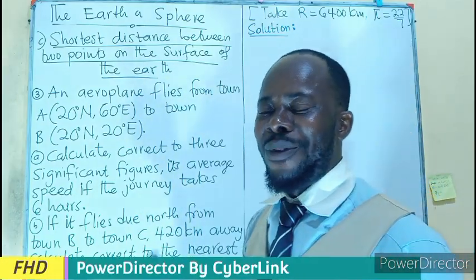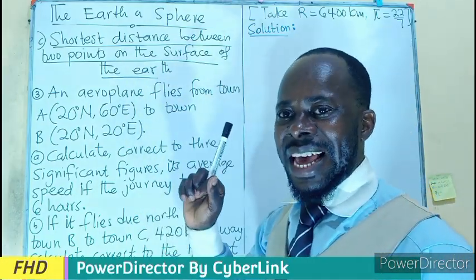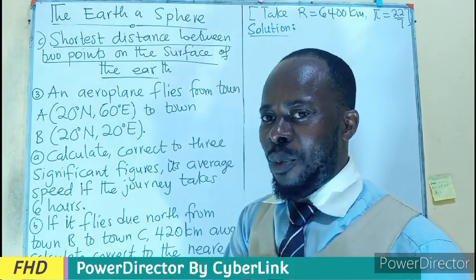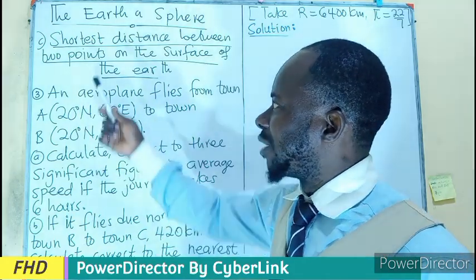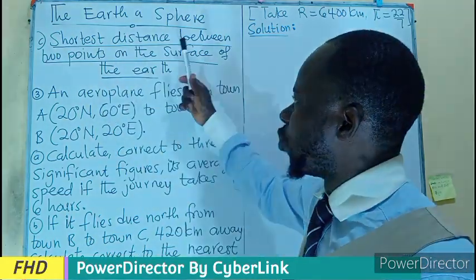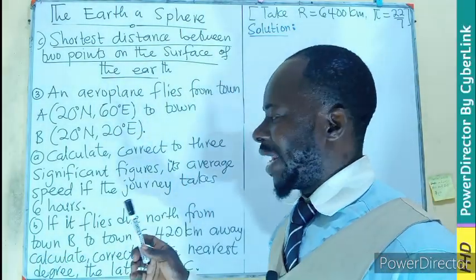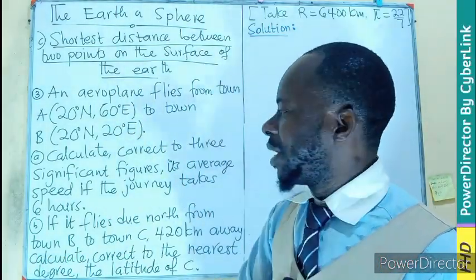Episode number 5 of the Earth as a sphere. In the last couple of episodes, we were dealing with the shortest distance between 2 points on the surface of the Earth. So here there's a little twist to what we have been doing previously.